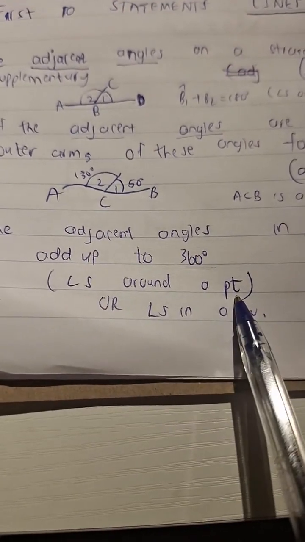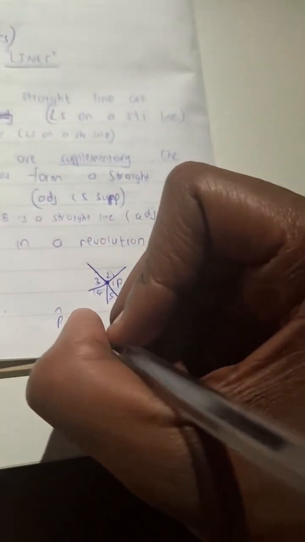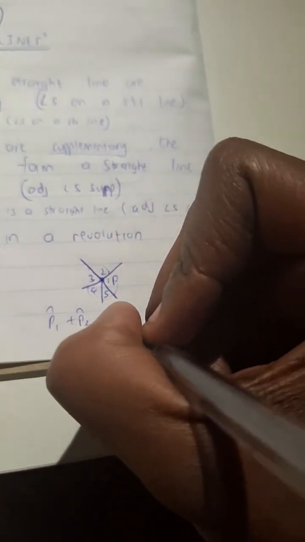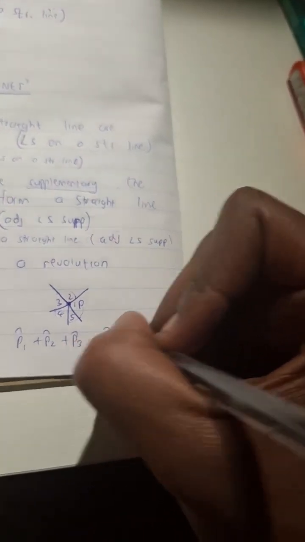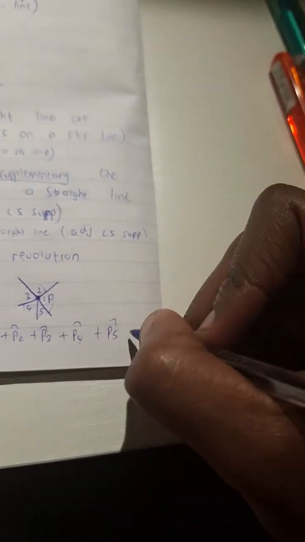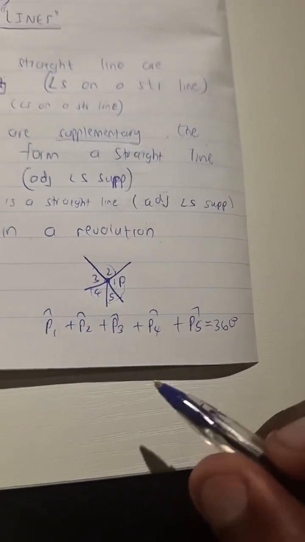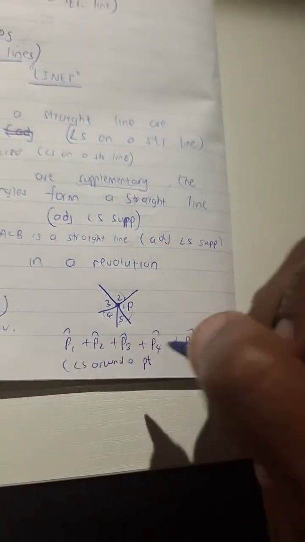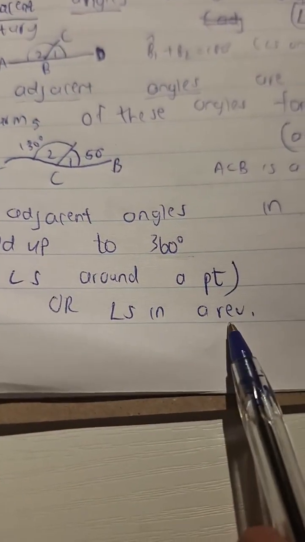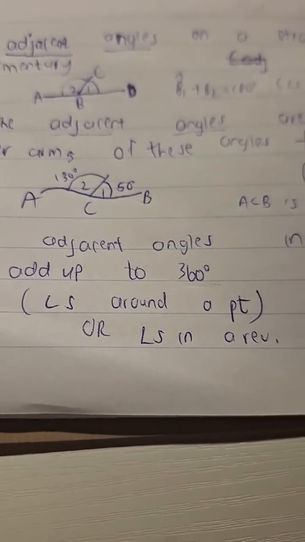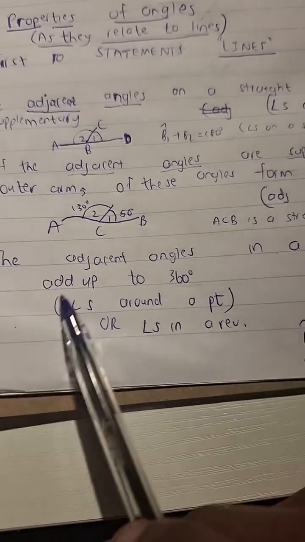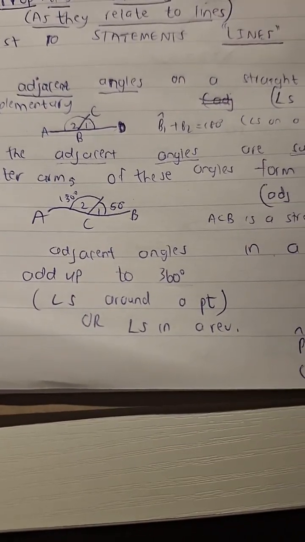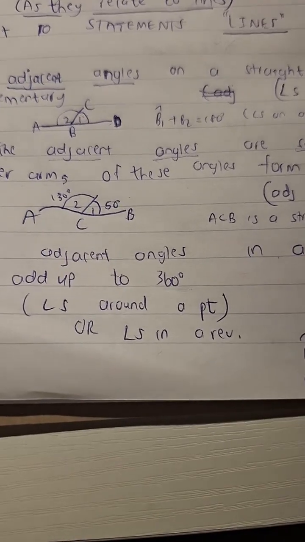You have 2 reasons that you can use whenever you use that statement. Meaning you say angle P1 plus angle P2 plus angle P3 plus angle P4 plus angle P5 is equal to 360 degrees, then your reason in brackets, you can either say angles around a pt, or you can say angles in a rev. It's up to you which one you want to choose. Both reasons are acceptable, and these are the reasons we accept, guys.